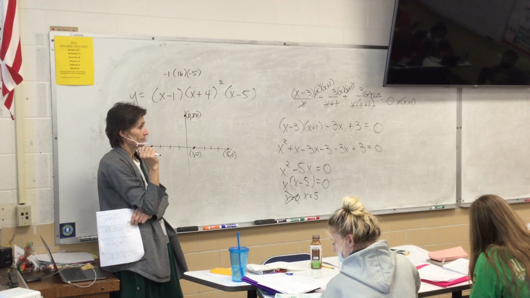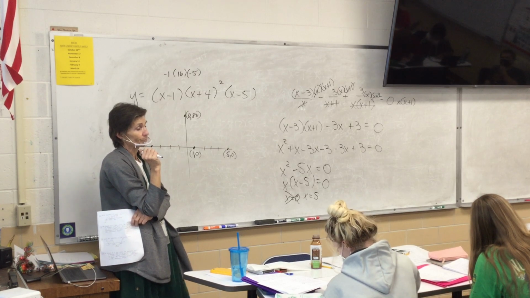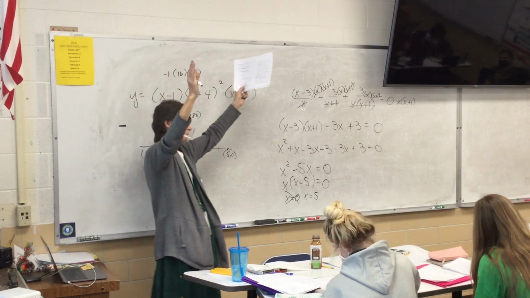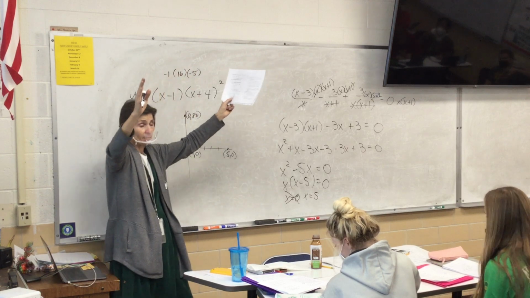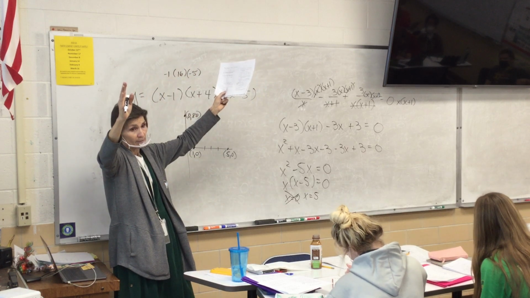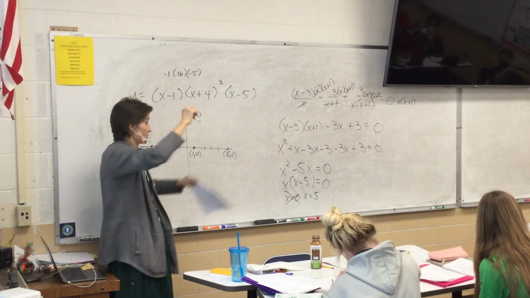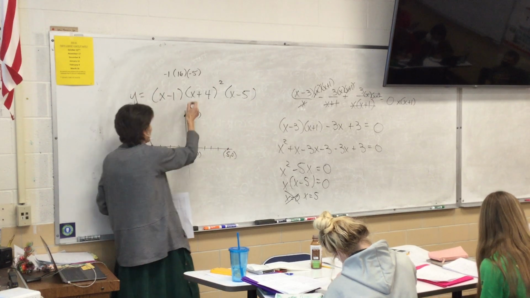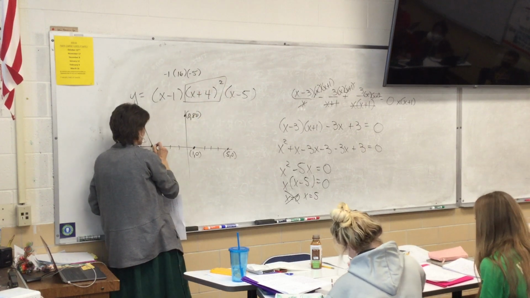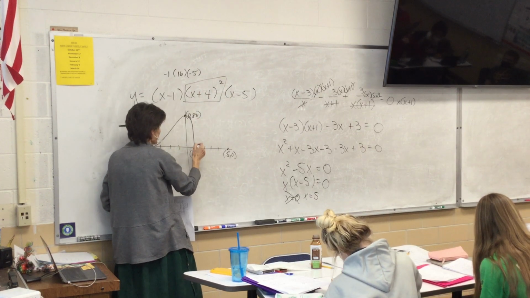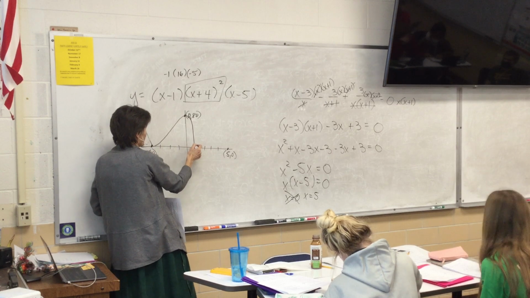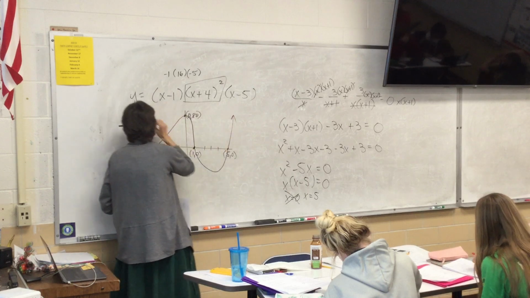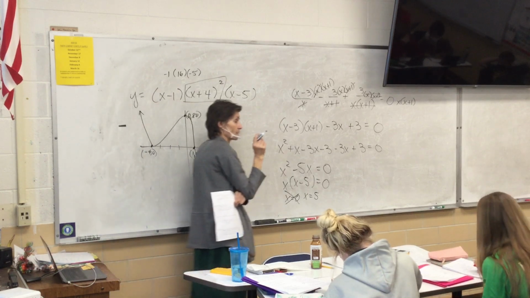What's this thing look like? Let's sketch it. It's even. So it starts up, ends up. She says it's even because it's x to the 4th, right? So it starts up here. What's it do when it hits this point? Bounces. What's it do when it hits that point? Goes through. What's it do when it hits this one? Goes through. So there's your picture. There's your sketch.